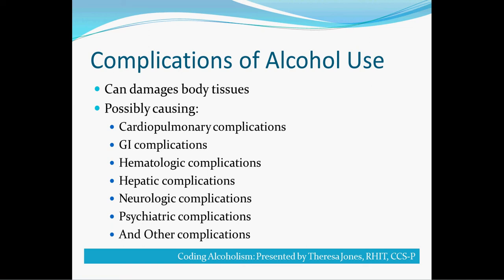It can interact between substances and drugs that are used to treat those existing chronic diseases and that are metabolizing within the body's tissues, possibly causing cardiopulmonary complications, GI, and hematologic complications, hepatic and neurologic complications, psychiatric complications, and other complications such as infertility and sexual dysfunction.